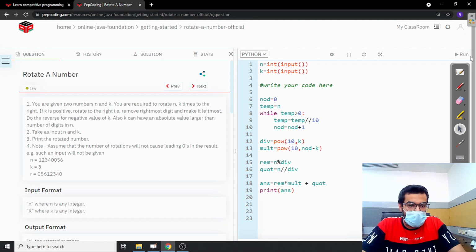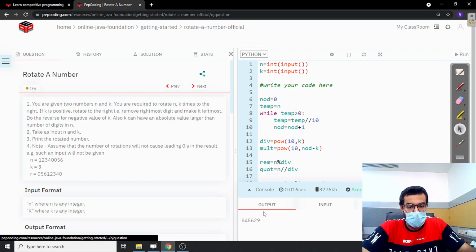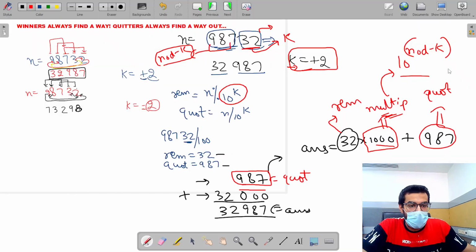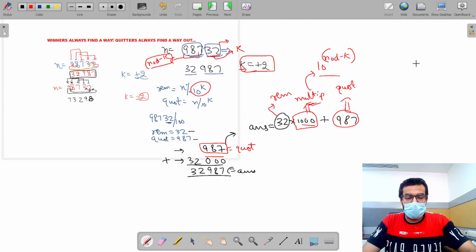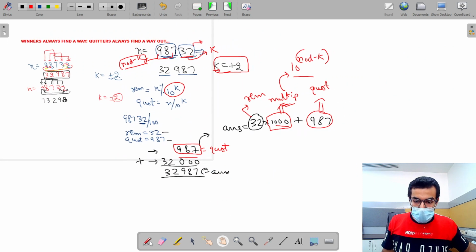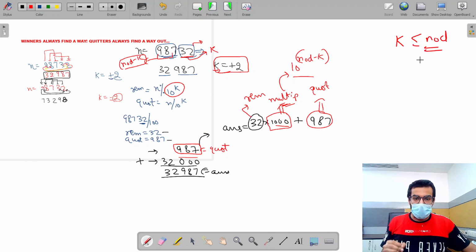This is our final answer that we need to print. It has got accepted, but carefully see over here, our input was k is equal to 3. So over here we have handled the cases till the time the value of k is less than equal to NOD. We have handled it till here only.